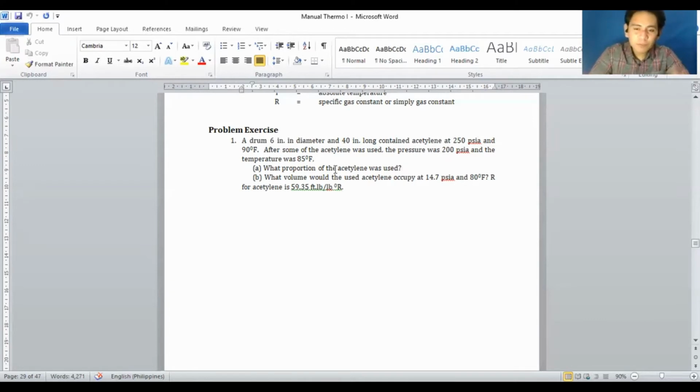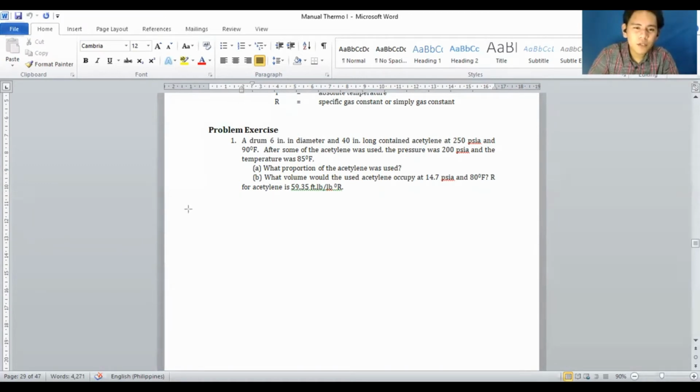So therefore, we first have to know the total mass of the acetylene. So we have to add the acetylene used and the remaining acetylene for us to know the total acetylene. So your M3 equals M1 plus M2, where M1 is your contained acetylene, and M2 is your acetylene used. So in solving mass, we have the perfect gas equation.